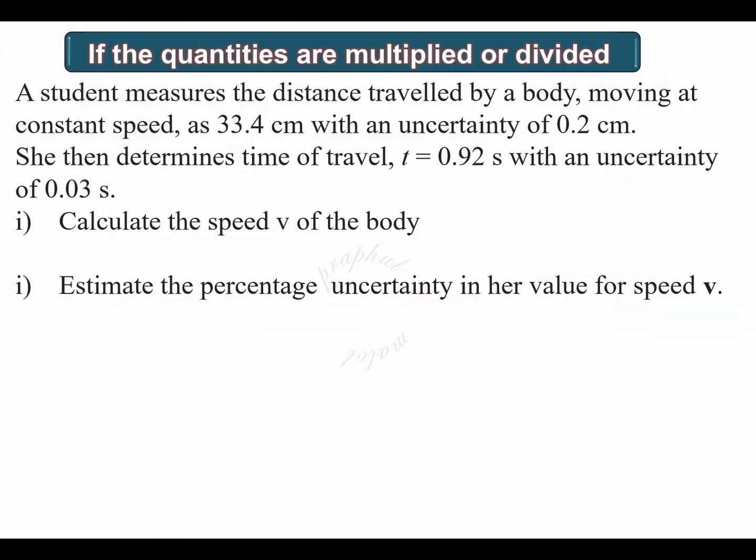I am given distance and time and asked to calculate velocity. I got the velocity 0.36 meters per second. Now, how much uncertainty is there in this answer? Like plus or minus how much meter per second should I write? This is a case of quantities are divided.